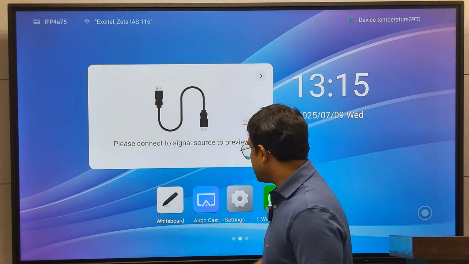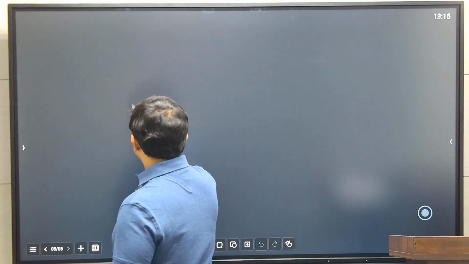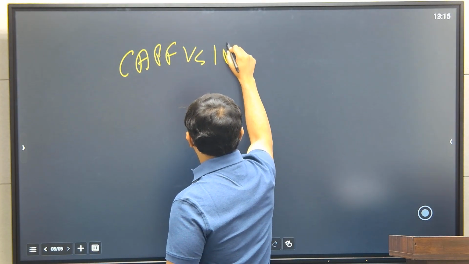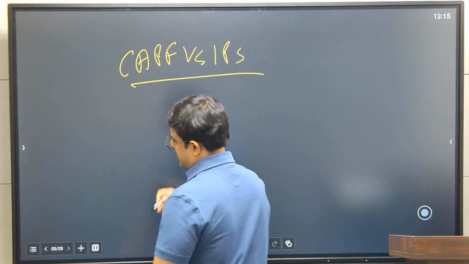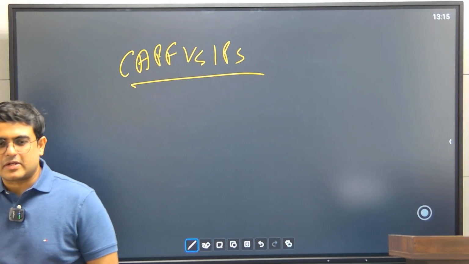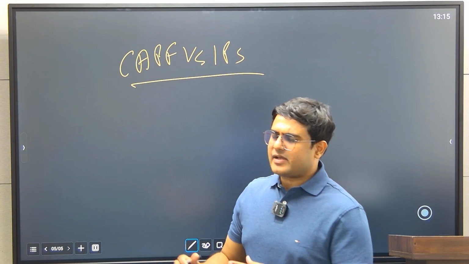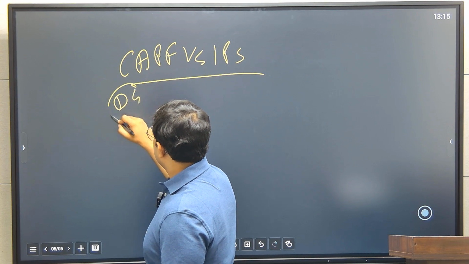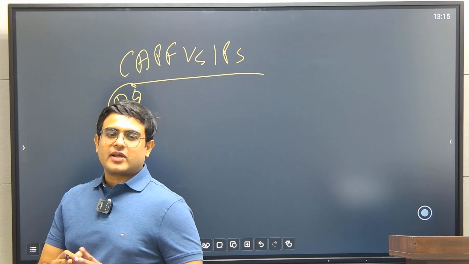Now let's look from the public administration perspective. CAPF versus IPS. This is connected to the Law and Order chapter. Now we will connect with Paper 1. See why CAPF needs to be appointed at the DG position or at the top position. Many thinkers you can link.